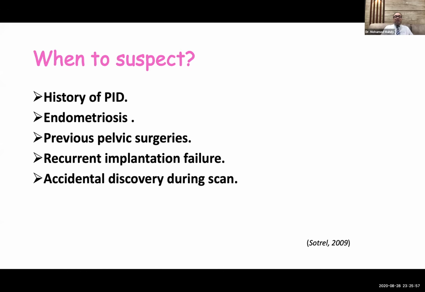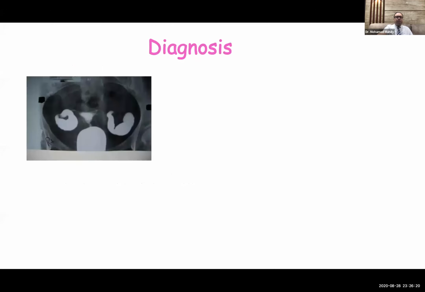So, which patients do we screen for hydrosalpinx? Patients with a history of PID, endometriosis, previous pelvic surgeries, recurrent implantation failure, or you may find hydrosalpinx accidentally during your ultrasound scan for an infertile patient. Diagnosis of hydrosalpinx: first, hysterosalpingogram is useful for diagnosing communicating hydrosalpinx, not for diagnosing hydrosalpinx itself.